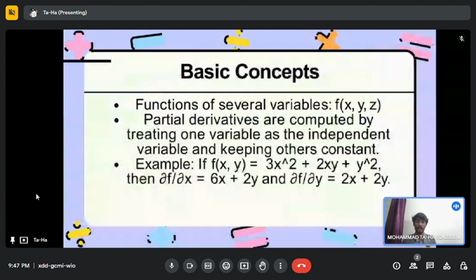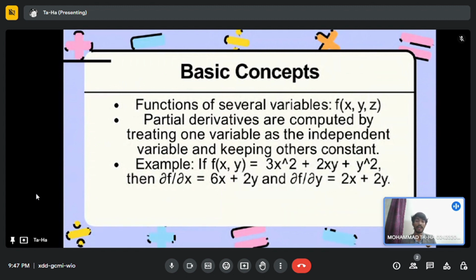I am going to share about the basic concept. Function of several variables f of x, y, z. Partial derivatives are computed by treating one variable as the independent variable and keeping the others constant. For example, if f of x, y is equal to 3x squared plus 2xy plus y squared, then ∂/∂x of f equals 6x plus 2y.